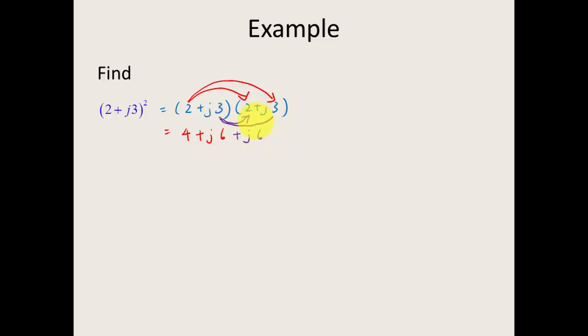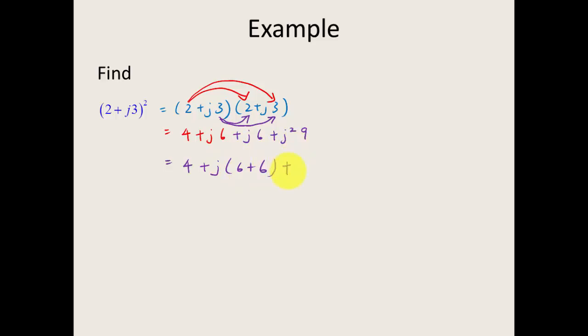And then multiply this to the last term. j times j will give me j squared. 3 times 3 will give me 9. The next step is to simplify. So I'm going to write down 4 and then j6 plus j6. Since these two are imaginary parts, I'm going to group them together. So I have plus j, bracket 6 plus 6.